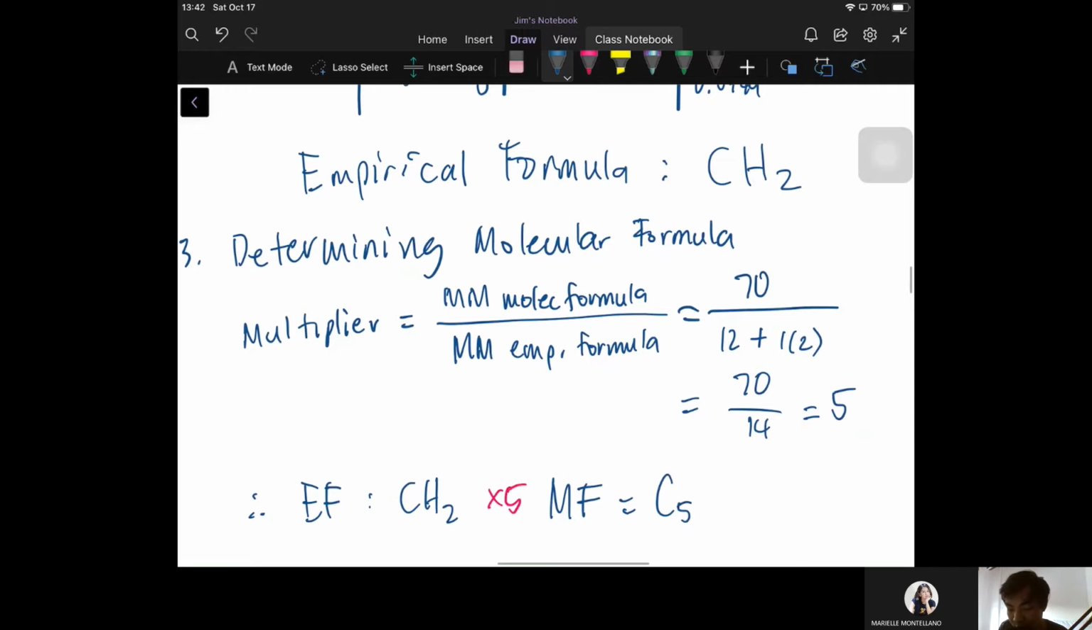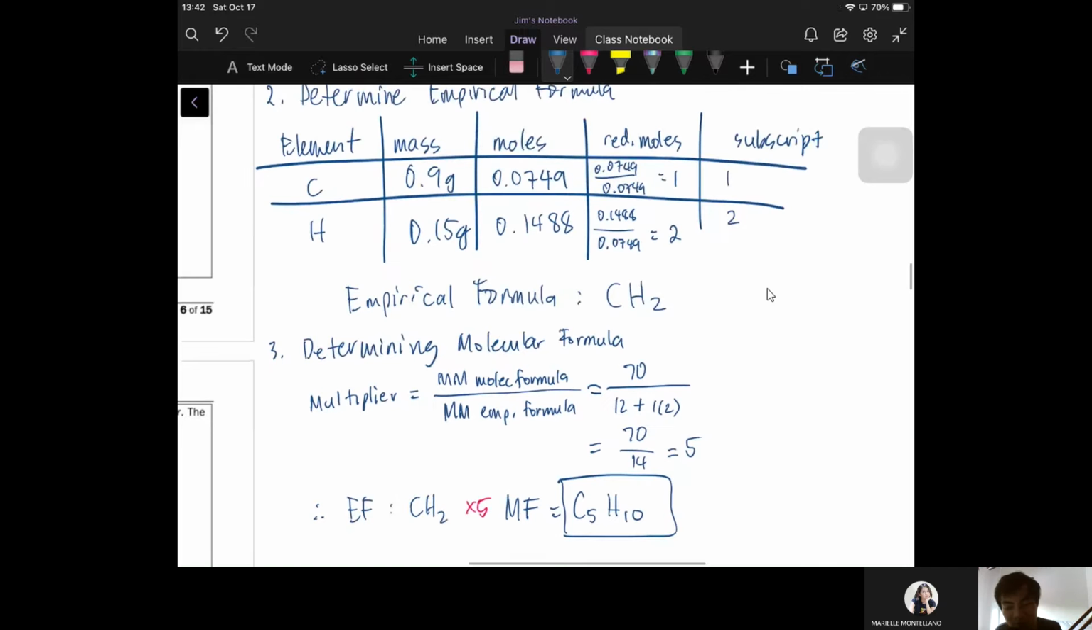So, that's C5H10. Okay? So, that is your molecular formula. Medyo mahaba yung steps, no?